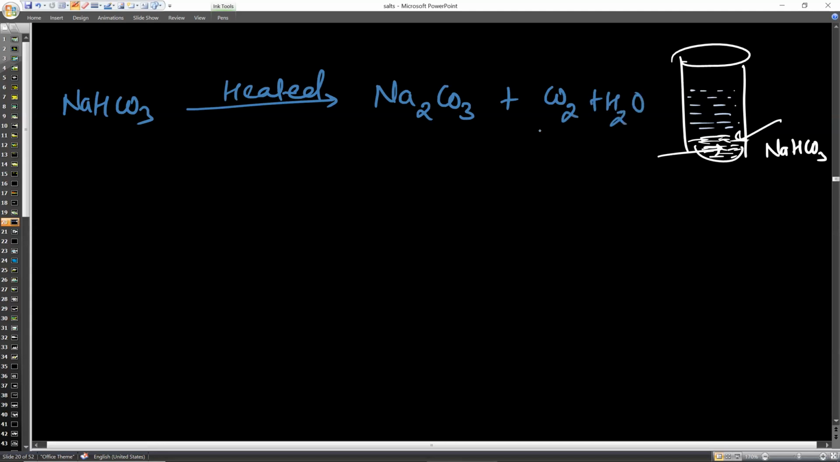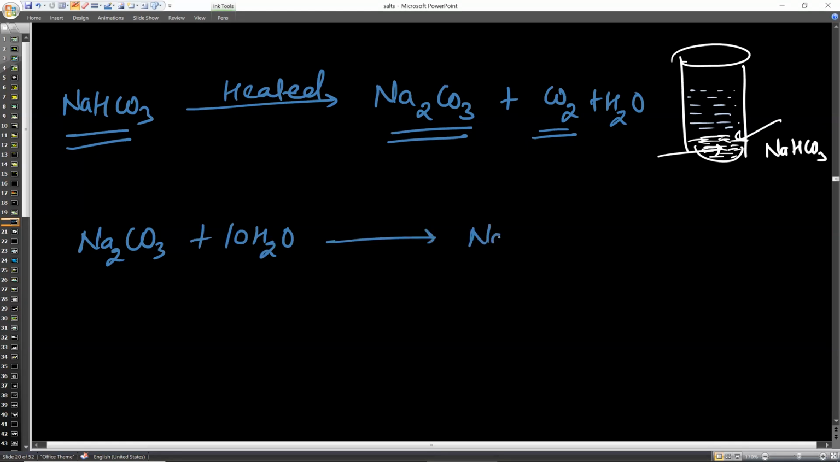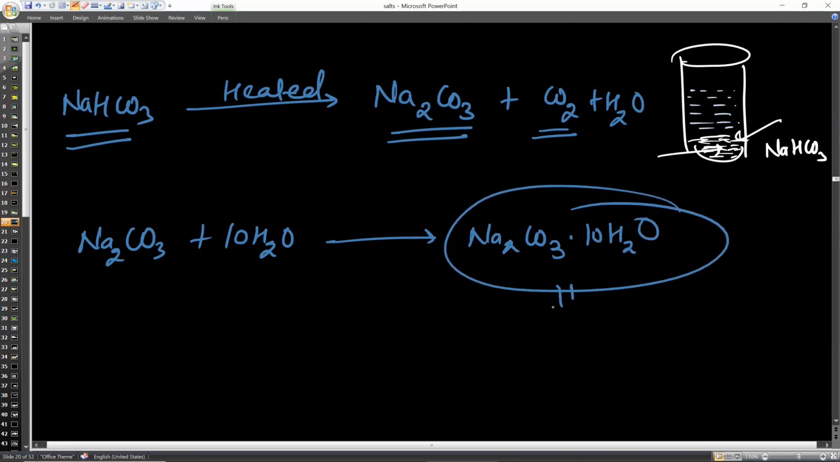Keep in mind that carbon dioxide can also be produced when you heat baking soda. Now this is Na2CO3. When this Na2CO3 is added with 10 water molecules, it finally gives you Na2CO3·10H2O. This is called washing soda.